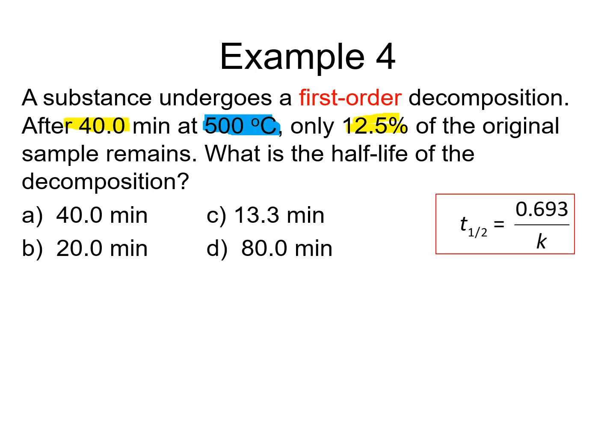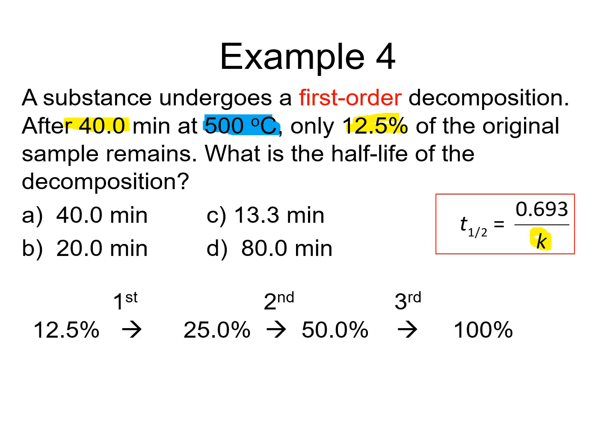So you could think that you need to use the formula, but to use the formula you need K, and you do not have K. So let's see if we can use a similar approach to the one used in the other example. How many half-lives does it take to go from 100% to 12.5%? Let's go backwards, and we figure out that it takes 3 steps. So those 3 half-lives correspond to 40 minutes. So really all you have to do is divide 40 minutes by 3, and you get 1 half-life, which is 13.3.